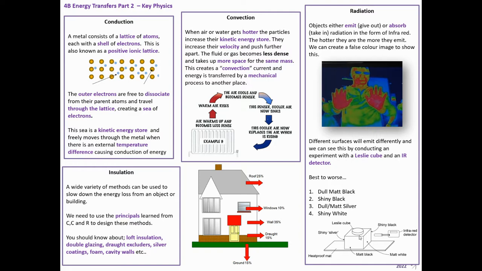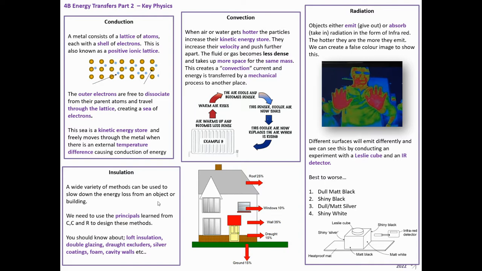So you take the cube, you fill it with hot water, it lets out some radiation, and the different surfaces will emit better or worse. So we've got dull matte black, shiny black, dull matte silver, or shiny white. So the best one is always dull matte black. So that will be absorbing or emitting. So in your living room, you could paint your radiator matte black, and it would do well. Car radiators and CPU fans on computers are often attached to stuff that's painted black because it does help.